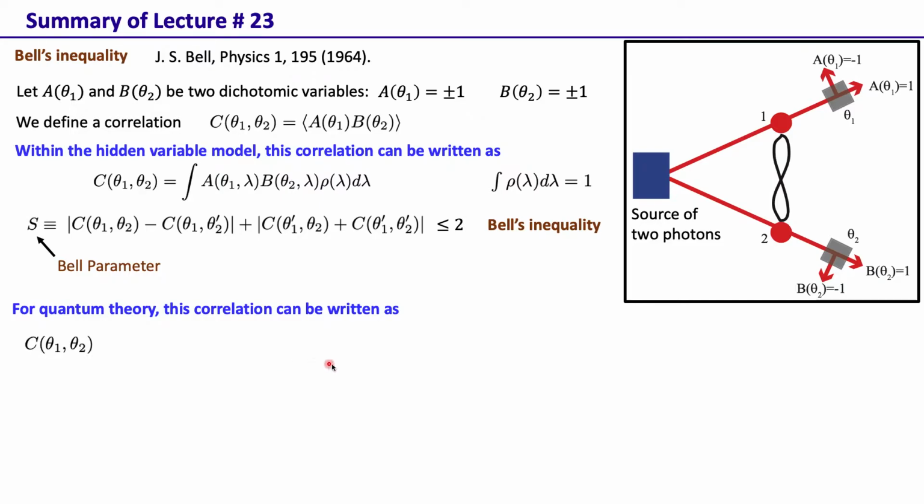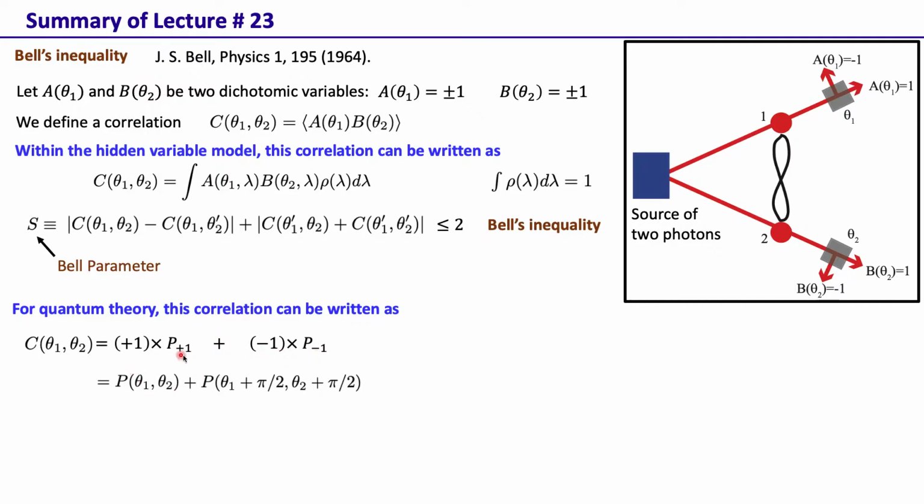Now for quantum theory, this correlation that we have constructed will have a simple form. Since this is a dichotomic variable, A times B can only be plus 1 or minus 1. So it's plus 1 times the probability of getting plus 1, and minus 1 times the probability of getting minus 1.